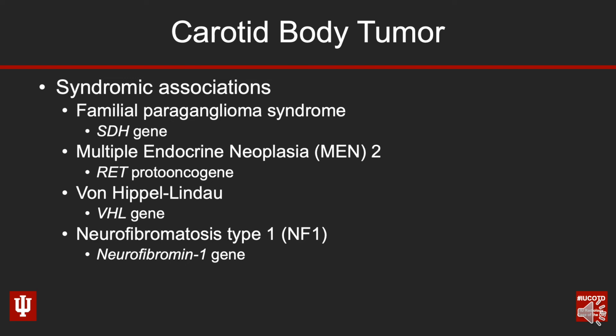There are a few syndromic associations to know about, particularly those of you that are studying for boards or other shelf exams. It's important to keep in mind that yes, in fact, there are multiple syndromes that are associated with carotid body tumors. Most commonly, these are going to be patients that have familial paraganglioma syndromes. Those have to do with SDH gene mutations or succinate dehydrogenase gene mutations. But you can also see these in the setting of multiple endocrine neoplasia type 2, von Hippel-Lindau, and neurofibromatosis type 1. So NF1, not NF2, NF1.